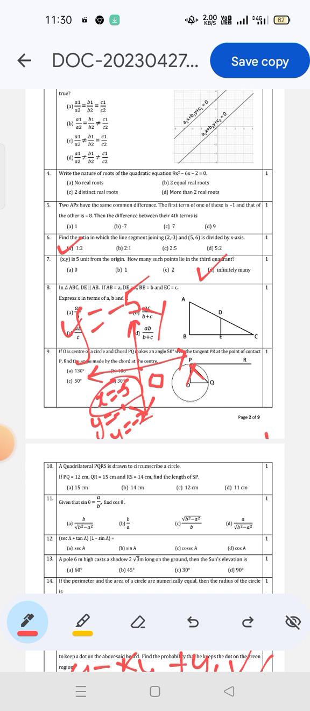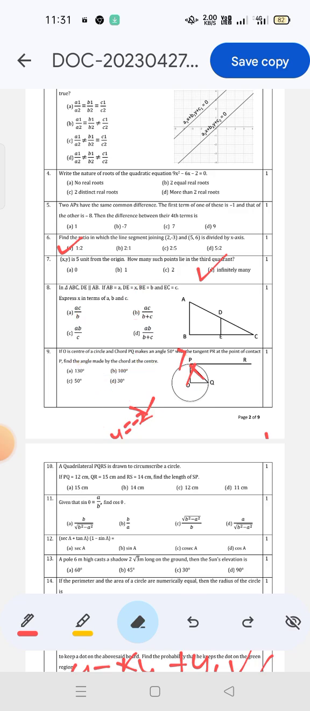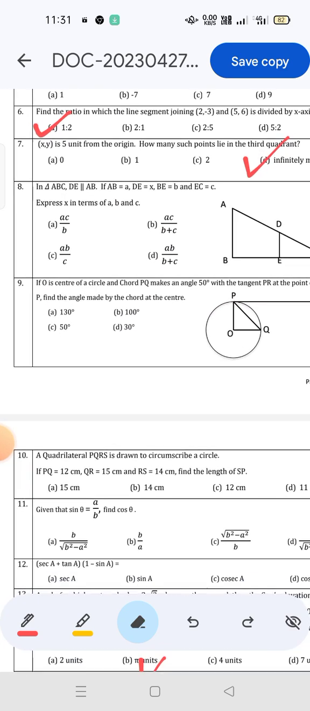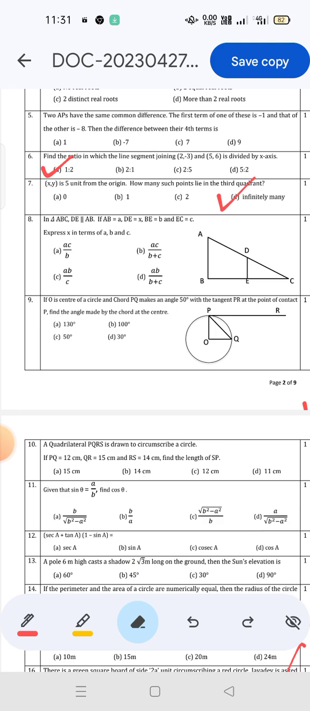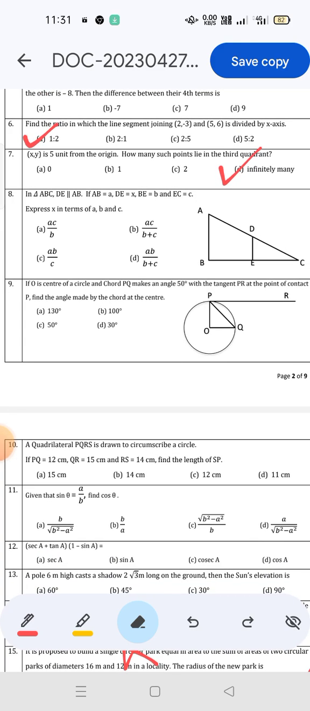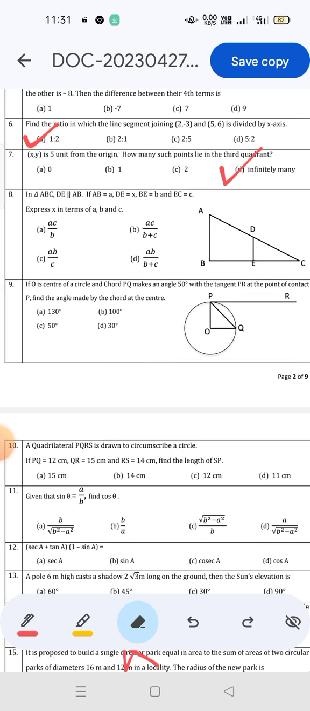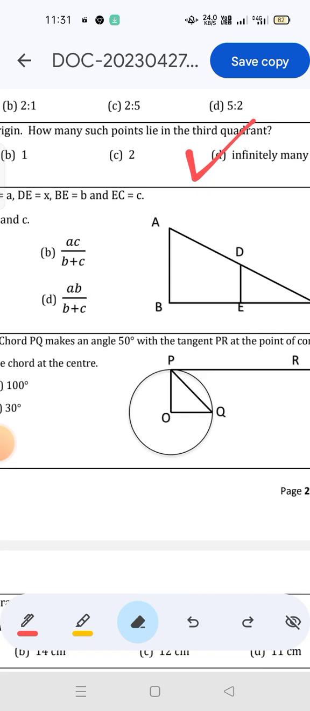Now let's take one more MCQ, the last MCQ for this video. So we will try to answer that question. Now question 8. In triangle ABC, DE is parallel to AB. AB is A, DE is X, BE is B, EC is C. Express X in terms of A, B and C.